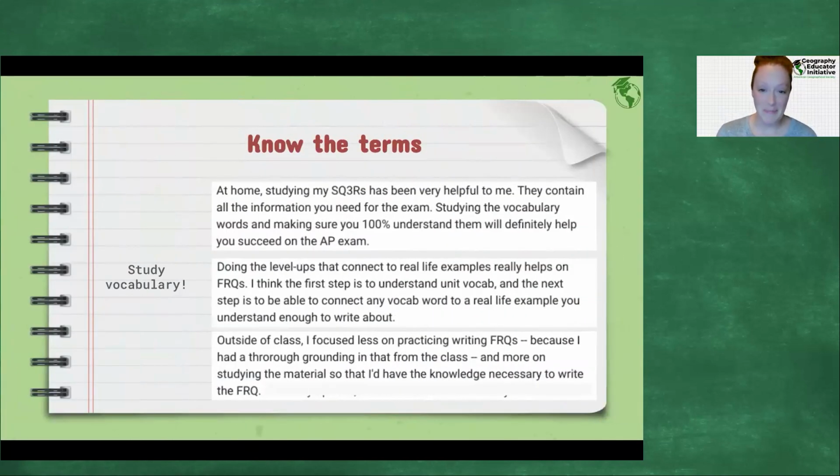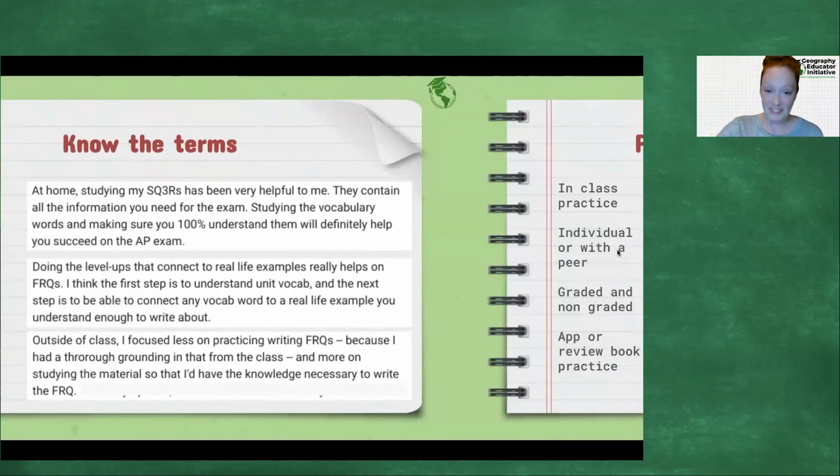Know the terms. The reality is that FRQs will rely on an understanding of specific vocabulary from the class. Studying vocabulary using Quizlets or reviewing your notes from class or quizzing a friend can and will help students on both the multiple choice and the FRQ sections of the exam.